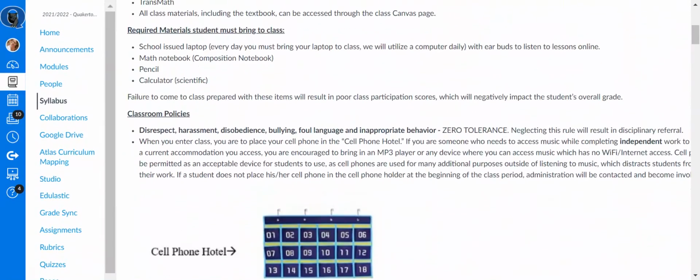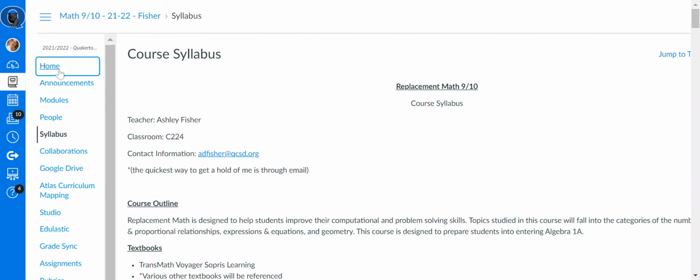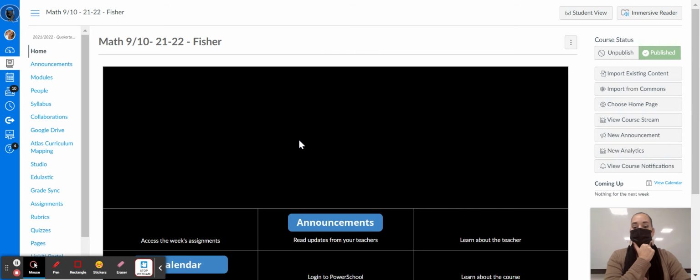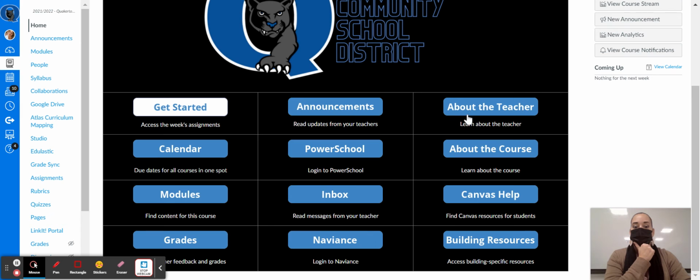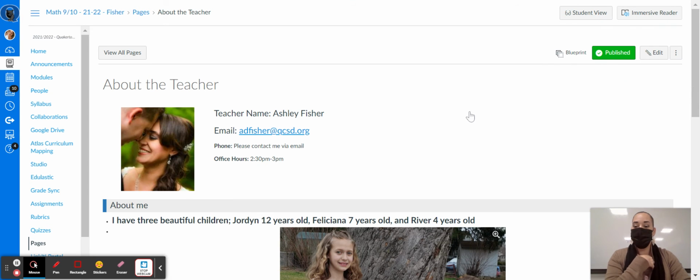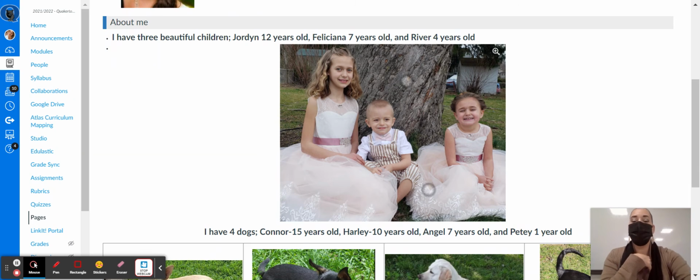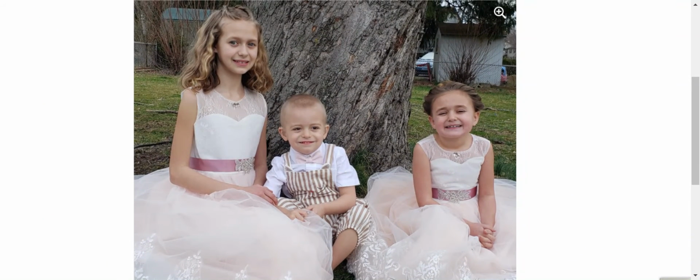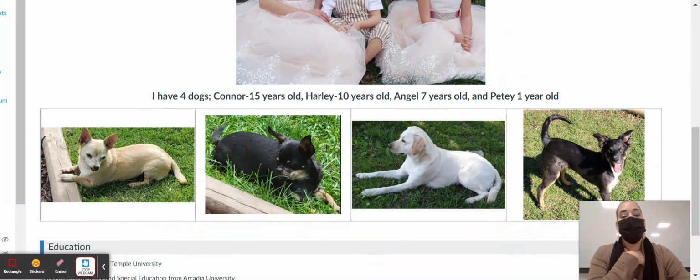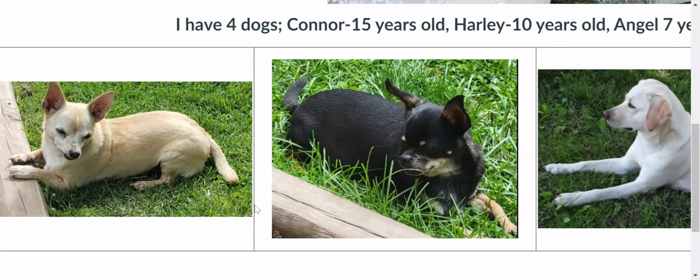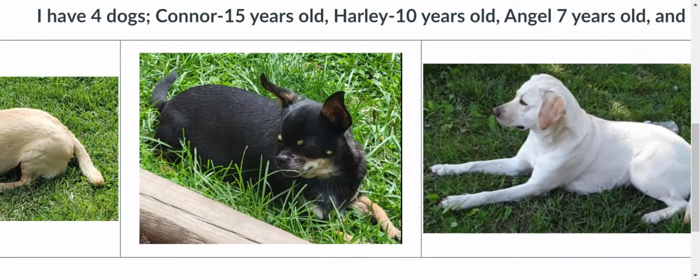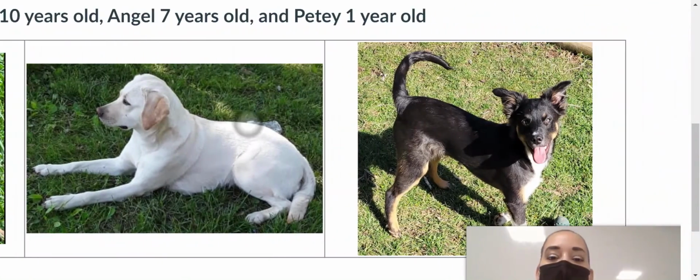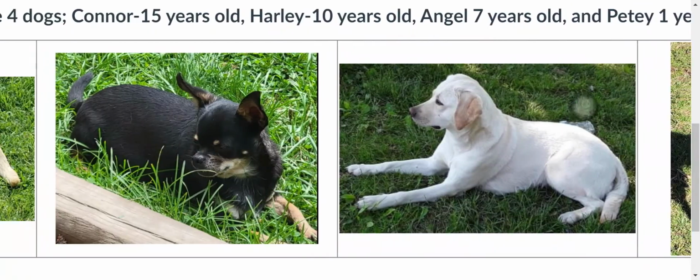Other than that, that's basically my Canvas page. I do have also, to get to know me, I have 3 children. These are my babies. I have a 4-year-old son. I have a 7-year-old daughter, and I have my 12-year-old daughter over here. I also have 4 dogs. This is my oldest. He just turned 16. His name's Connor Matthew. Then I have Harley Bear over here. He's 10. I have Angel, and I have Petey.